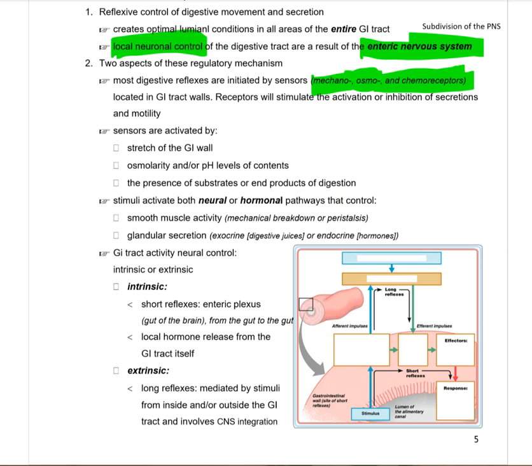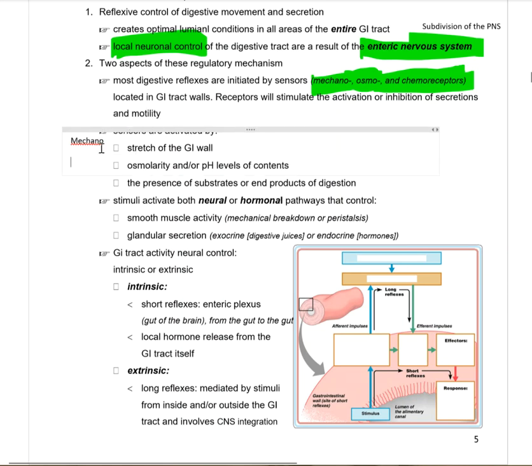These receptors will stimulate the activation or inhibition of secretions and motility. So if we notice something's there, we will release what we need to handle it. If we have a lot of protein, then we should probably release a lot of enzymes that can break down protein, right? So these sensors are activated by different things. The mechano ones, this is just a review of what I just said, but I'll write it in here. Let's put it up a little higher. The mechano ones respond to stretch of the GI wall, right?